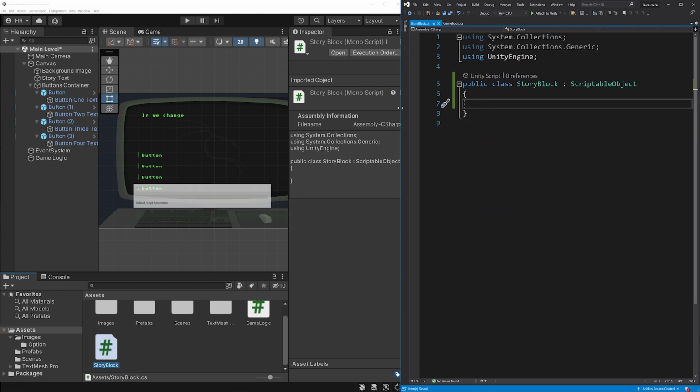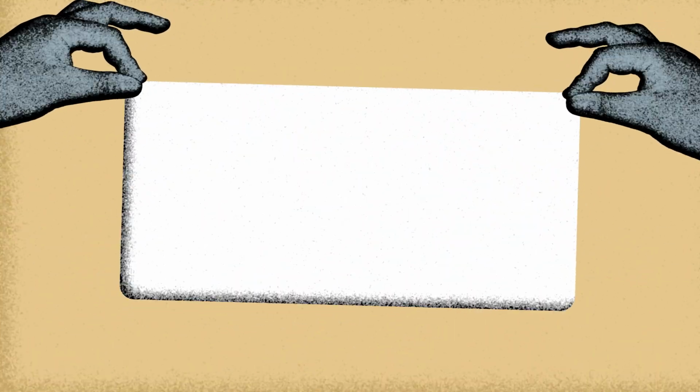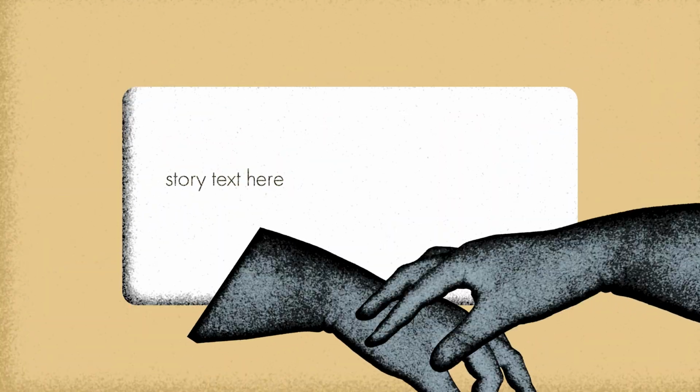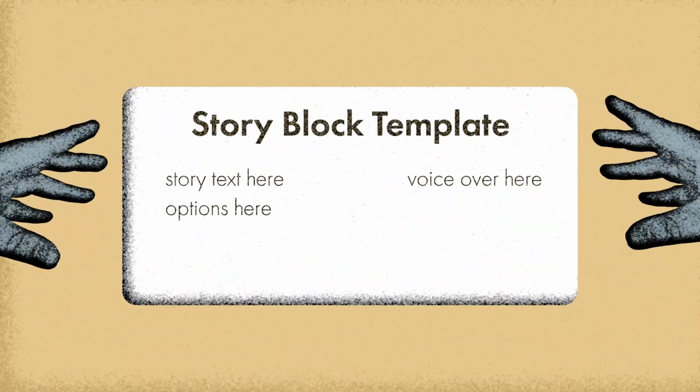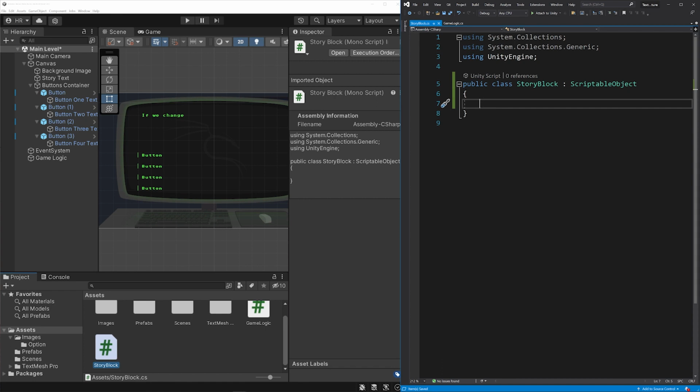I mentioned that this class will just store information, which is true, but not totally accurate. Basically, what we're doing here is we're making a template of information that we want to store. We're not actually putting any data into this class, we're just making the guideline we want all of our story blocks to follow. So what do we want to store in our story blocks?